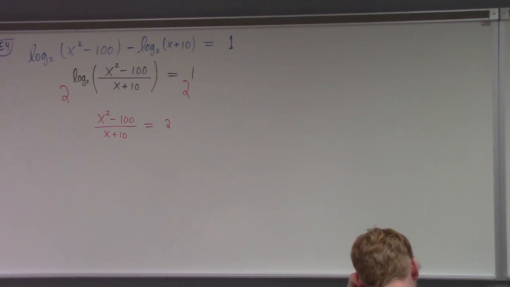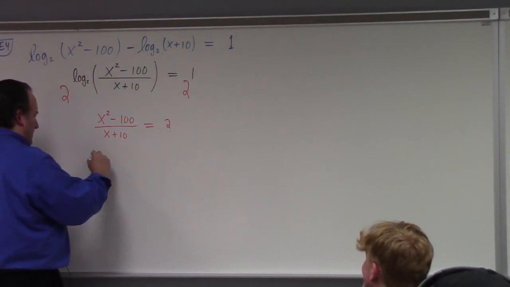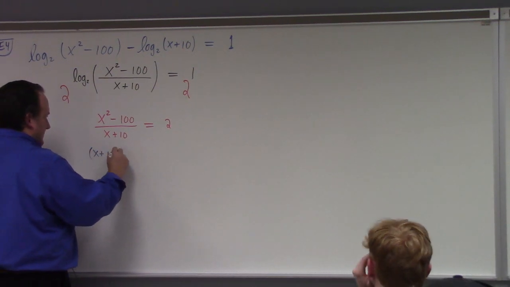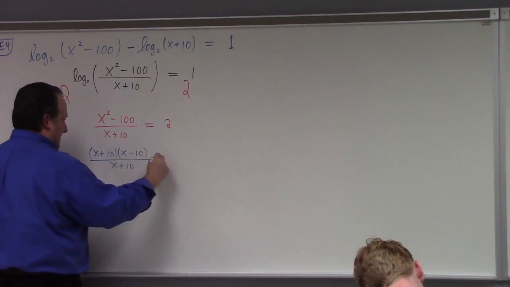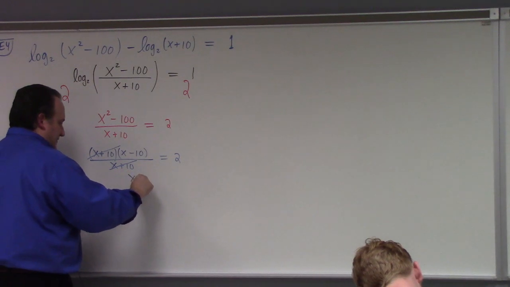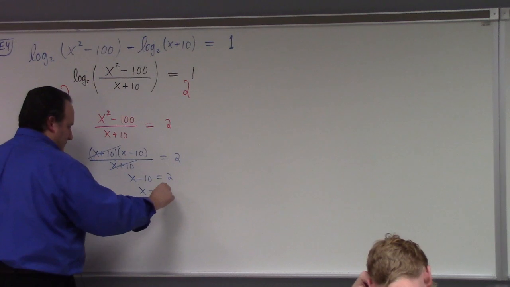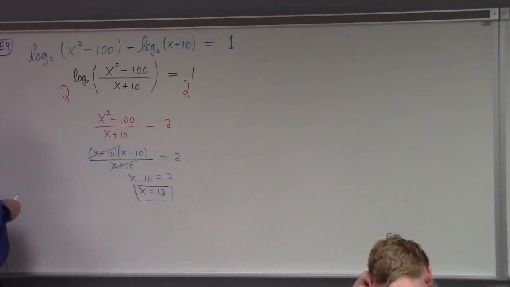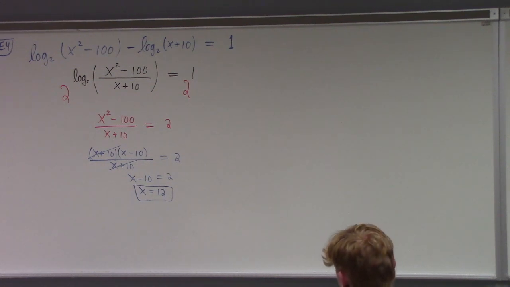I think we could have done something a while ago. We probably should do it at some point. Let's factor that x squared minus 100. What is it? Yeah, x plus 10 times x minus 10. Then we can exactly just cancel these. We get x minus 10 equals 2, x equals 12. And canceling them, we're not missing anything that matters either.